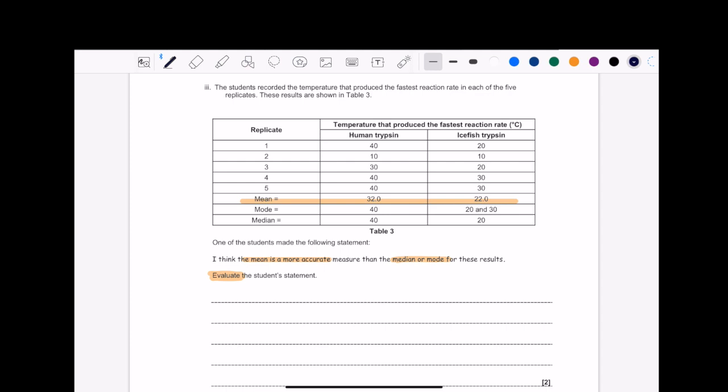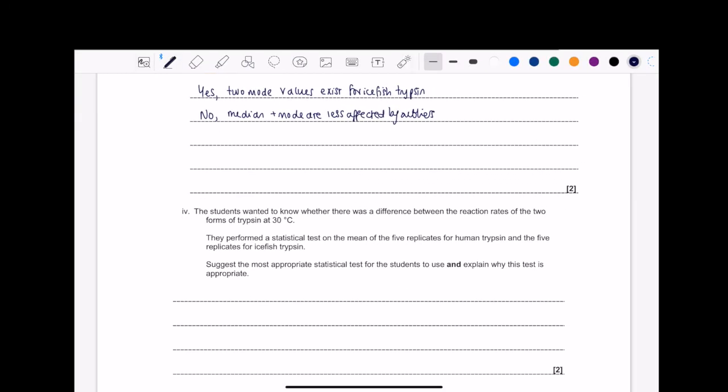It's the fact that with means, outliers are included when calculating the mean, or anomalies, or whatever you want to call it. And the fact that median or mode is less affected by outliers. So that's why the mean wouldn't be more accurate, actually it would be less accurate. Okay, over to the next question.